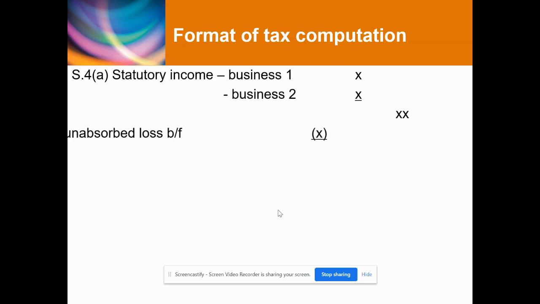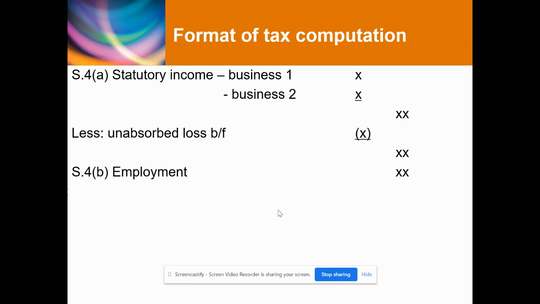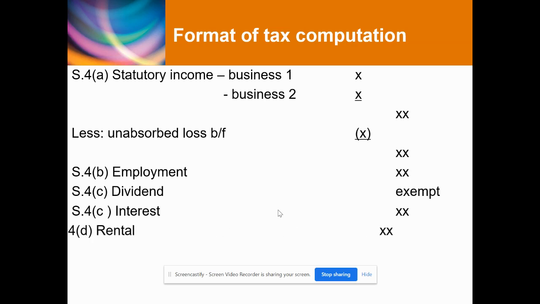So before we move further, I would like to show you the format of our tax computation, so that this will give you an overview of the format of our calculation. If we look at the tax computation, for example, we start with statutory income. Let's say you have two types of business: income from business 1, income from business 2. We have a total here. In case your business has unabsorbed losses, you can bring that forward to reduce your statutory income from business. And then under section 4B, previously we have done employment income, so the total income for employment will be here.